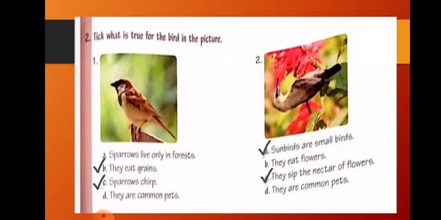Question number 2. Sunbirds are small birds. They sip the nectar of flowers. These 2 sentences are correct. Mark it tick. And the rest too, they eat flowers. No, they eat insects also and other things also. They are common pets. They are not at all a common pet.